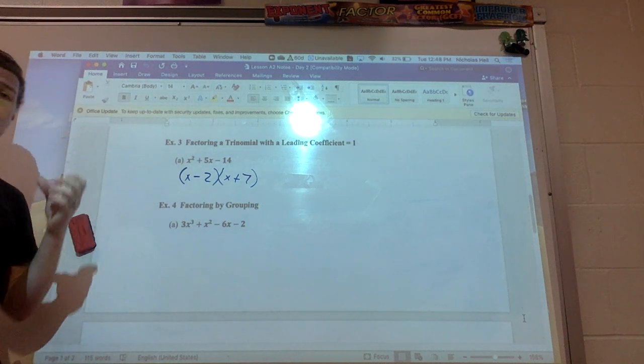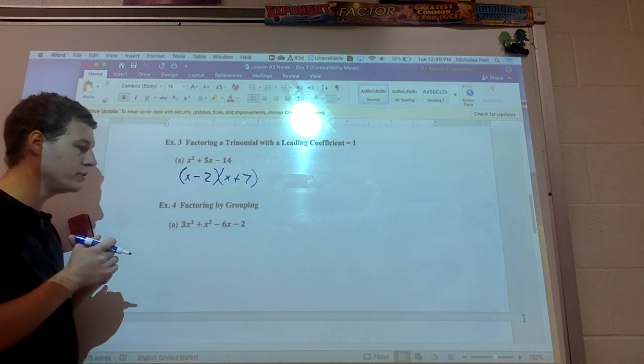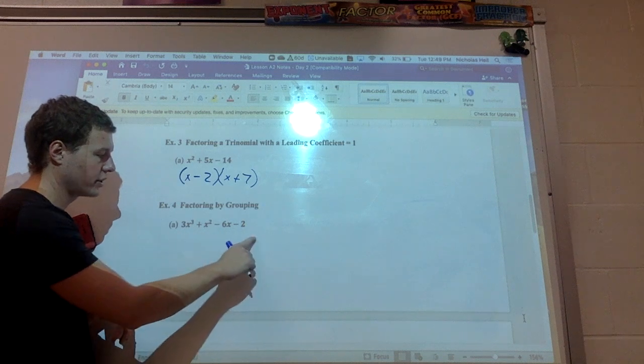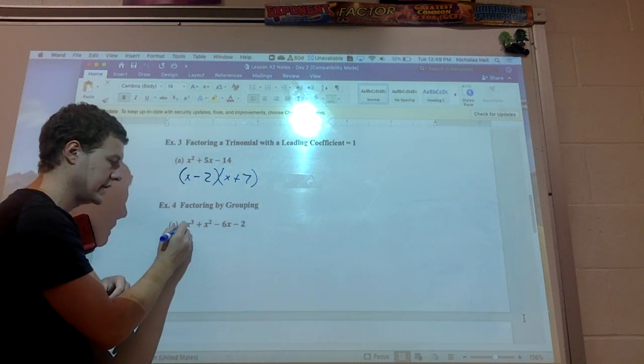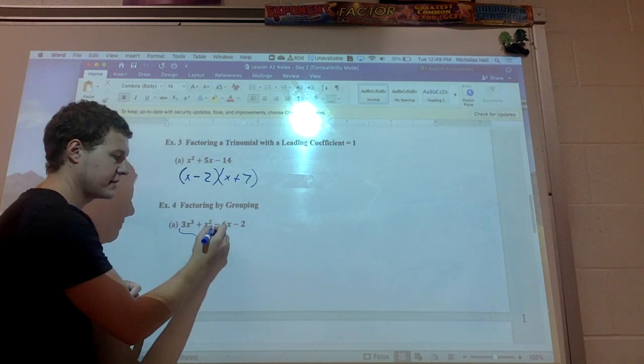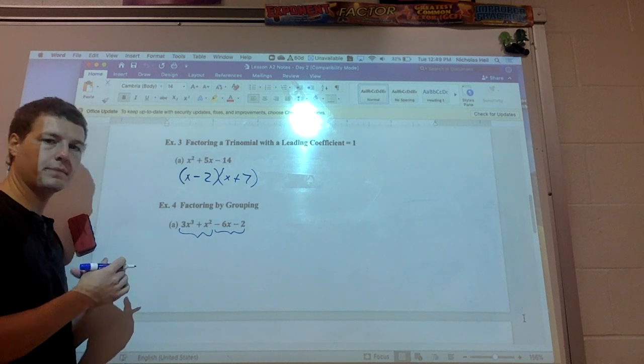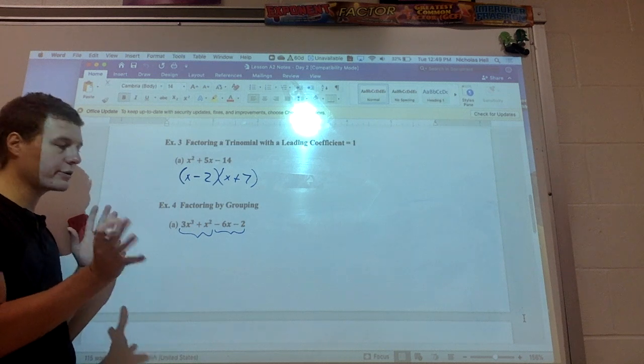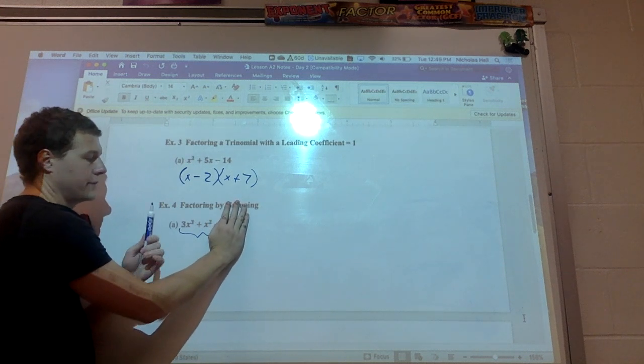Factoring by grouping is a really handy trick to use when you have an even number of terms. Notice I have 4 terms here. So what I'm going to do is literally group this by each set of terms. So I have 2 terms here and then 2 terms here. And I'm going to factor each of those separately. So I don't care about this for right now.